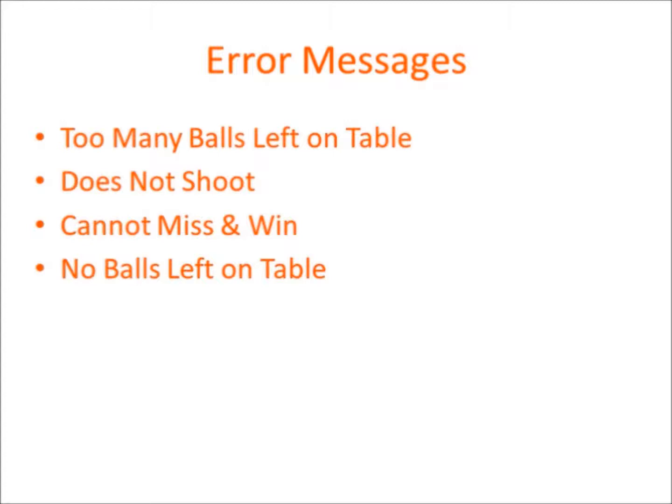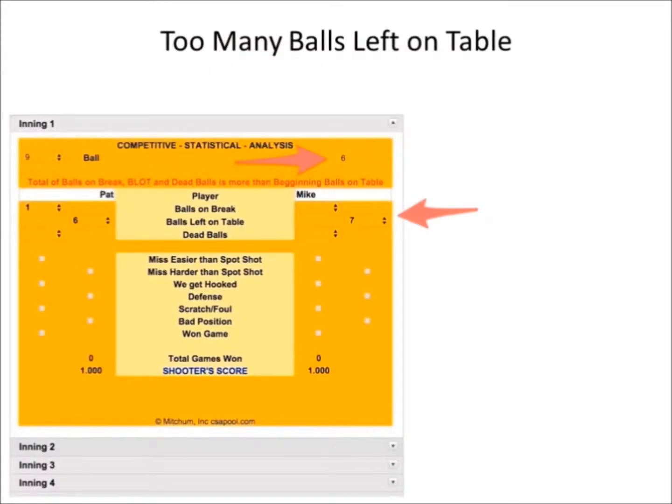Error messages. If you ever see a message on an inning that is in red, that's an error message. There are 4 error messages that we'll go over: too many balls left on the table, does not shoot, cannot miss and win, and no balls left on the table. Now let's take a look at these, and I'll show you why the error message appears and how you correct it.